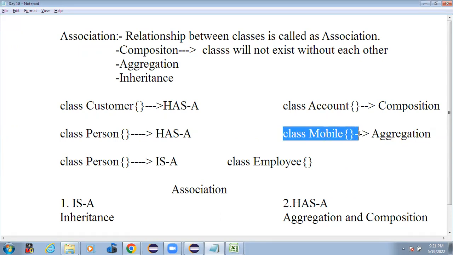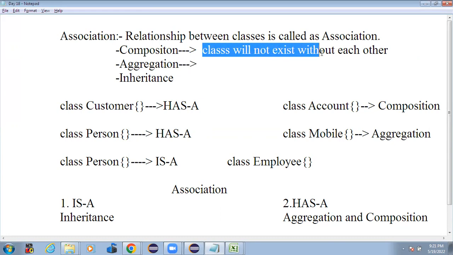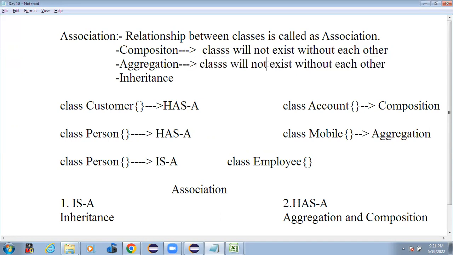So the mobile can exist independently, or the person can exist independently. Such a kind of relationship is nothing but aggregation. So I can say here the dependent classes will exist without each other.